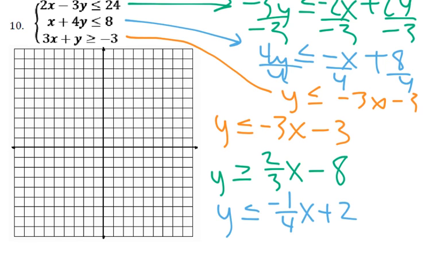So start at negative 3. So we're going down 3 to the right 1. We're up 3 to the left 1. These are all equal to, so I can draw solid lines. There's our first equation. Now our second, down to negative 8. But we're going up 2 to the right 3.